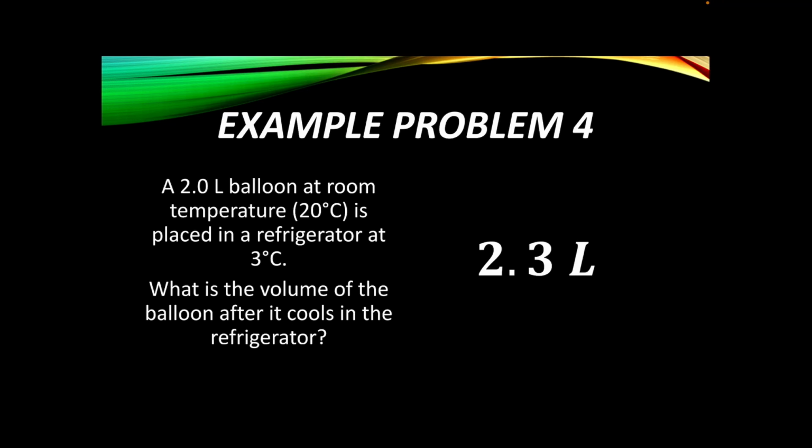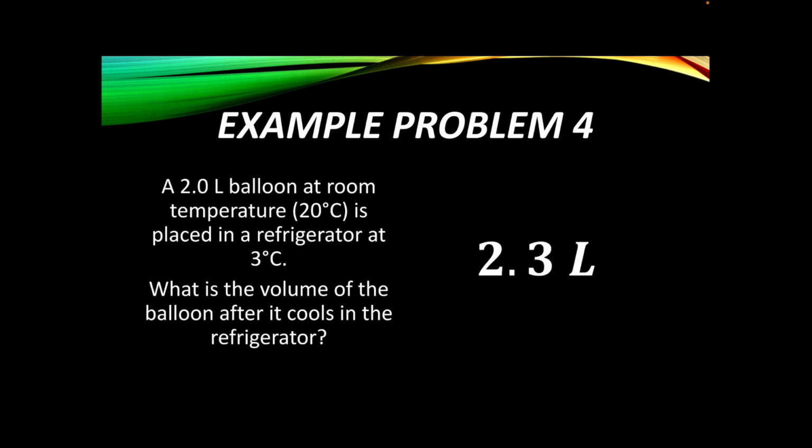So let's look at problem 4. It says a 2-liter balloon at room temperature, which is 20 degrees Celsius, is placed in a refrigerator at 3 degrees Celsius. What is the volume of the balloon after it cools in the refrigerator? One thing that you need to know is that temperature in the Charles law equation is measured in Kelvin. So if you see Celsius, we need to convert it to Kelvin.